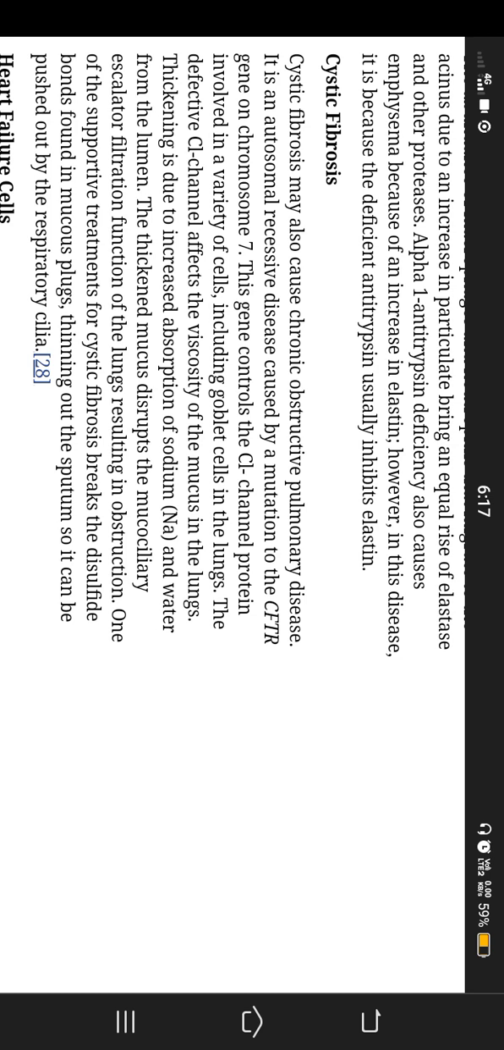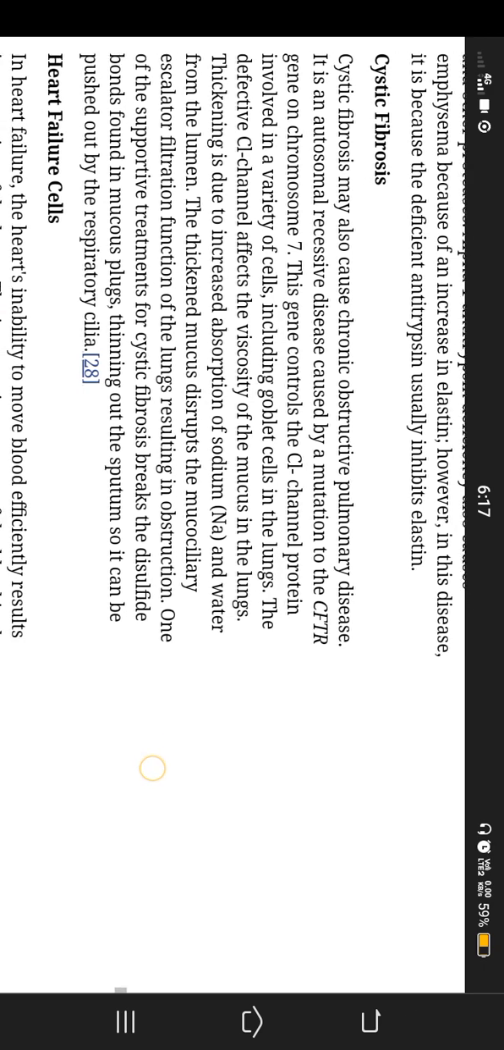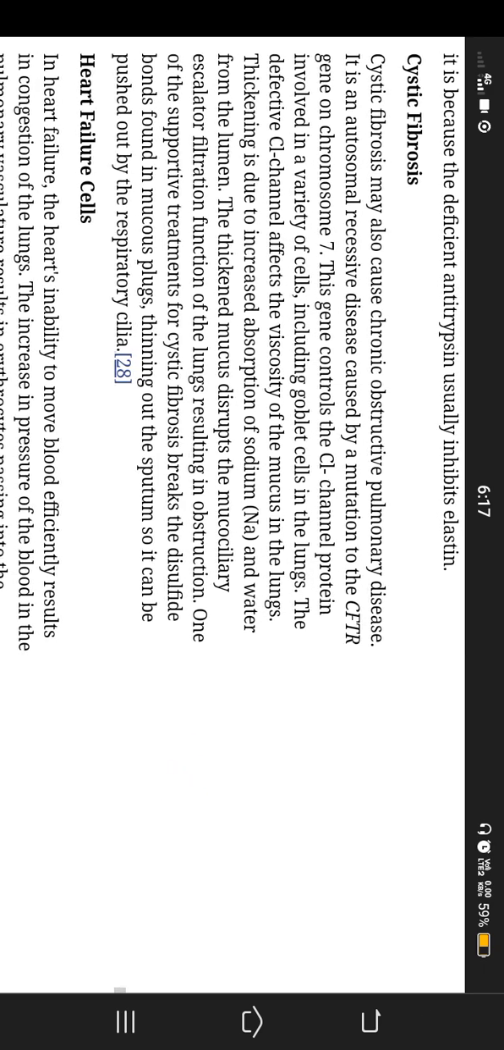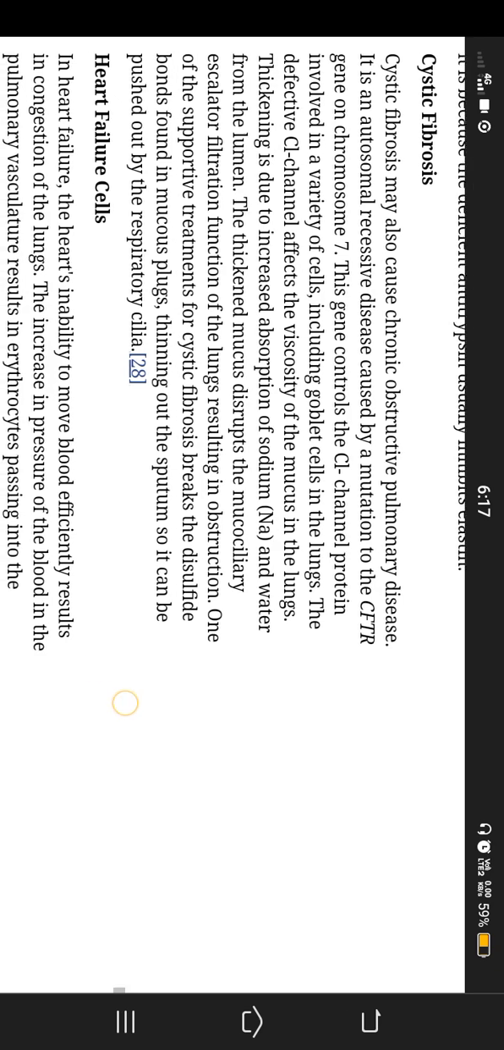The next disease, cystic fibrosis. Cystic fibrosis may also cause chronic obstructive pulmonary disease. It is an autosomal recessive disease caused by a mutation to the CFTR gene on chromosome 7. This gene controls the Cl channel protein involved in a variety of cells, including goblet cells in the lungs. The defective Cl channel affects the viscosity of the mucus in the lungs. Thickening is due to increased absorption of sodium and water from the lumen. The thickened mucus disrupts the mucociliary escalator filtration function of the lungs, resulting in obstruction. One of the supporting treatments for cystic fibrosis breaks the disulfide bonds found in mucus plugs, thinning out the sputum so it can be pushed out by the respiratory cilia.